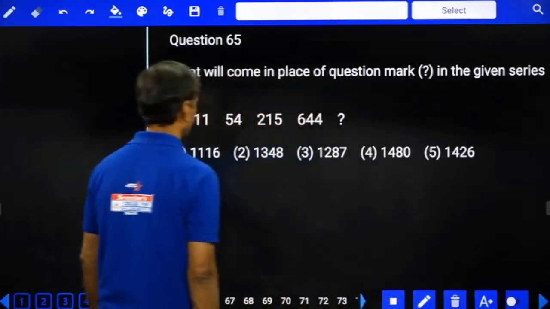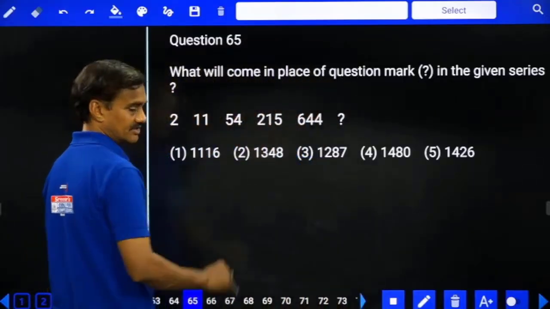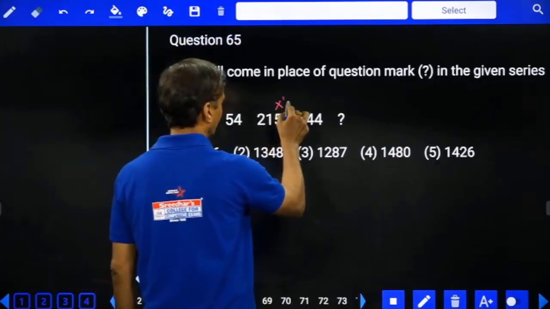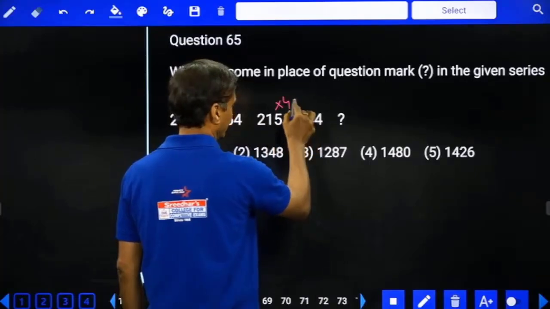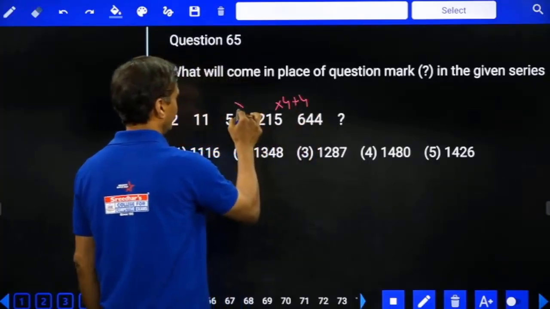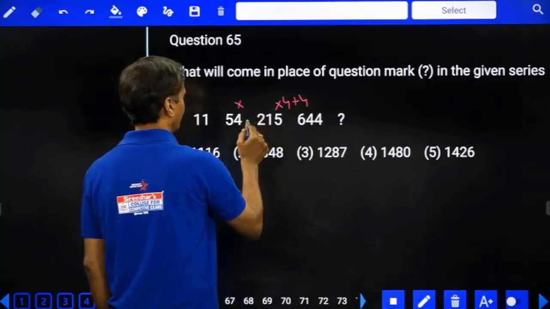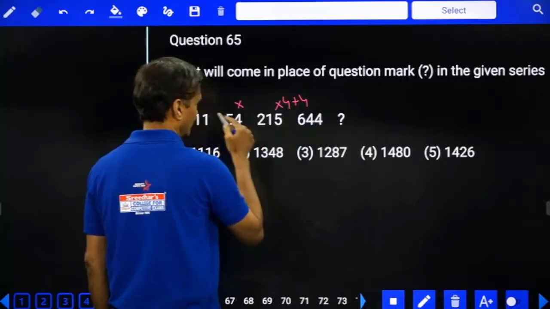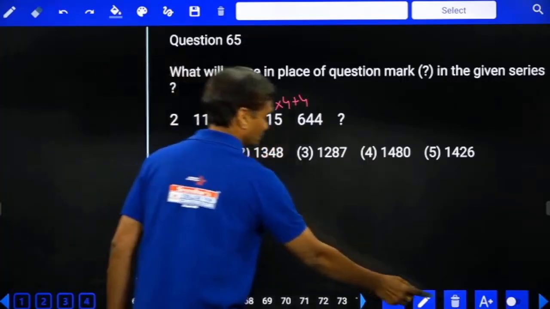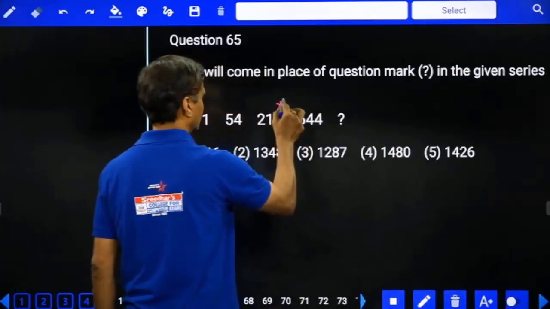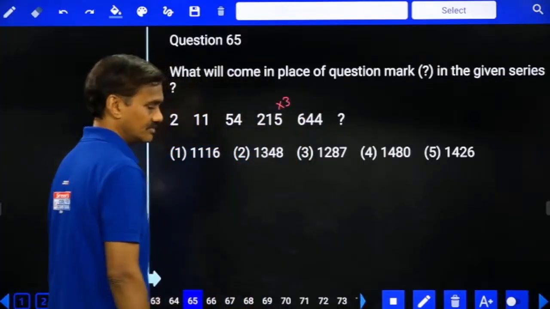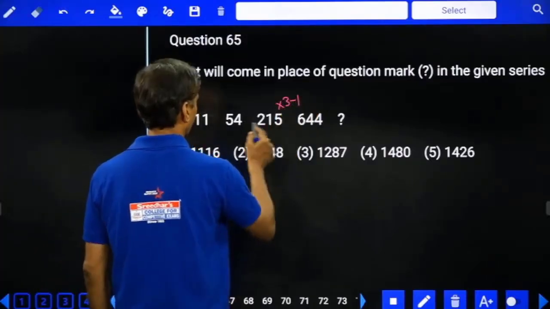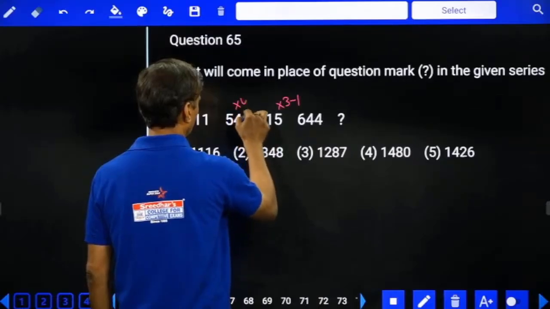Then finally 65. Here the numbers are increasing at a very fast rate. Hence it must be product or combination. 215 into 4, and 640 plus 4 is 644. Now 54, again into 4. Sorry, this is into 3. Now 200 into how much? 200 into 3, 600. 15 into 3, 45. That is into 3 minus 1. Here it is into 3 minus 1. Now 54, here it is into 4.